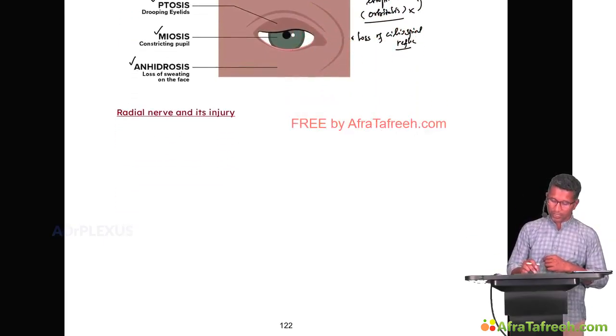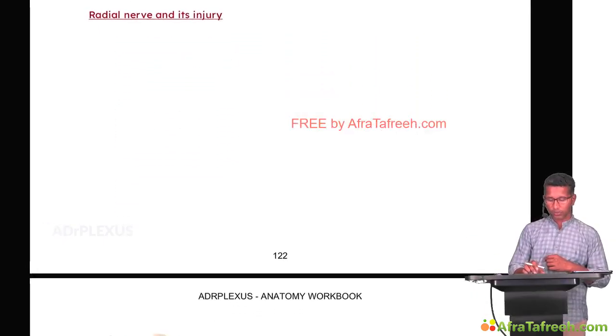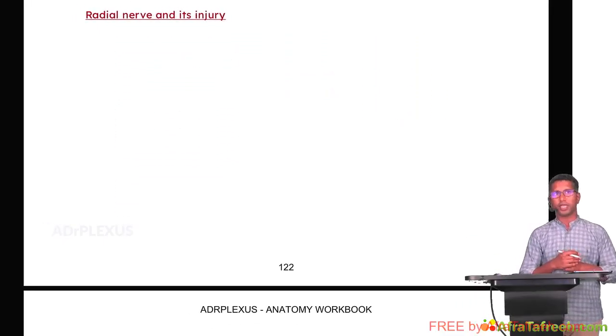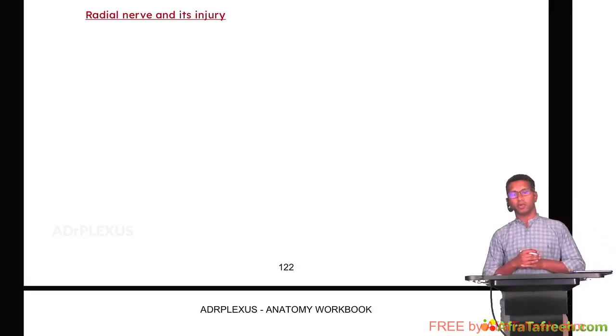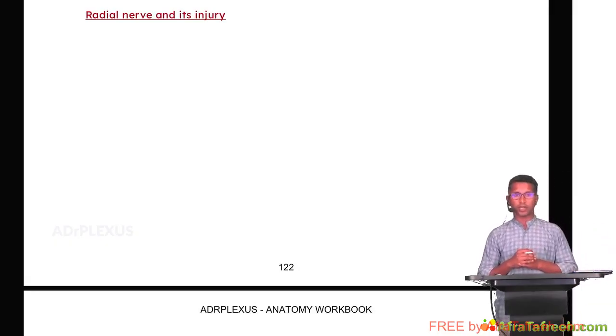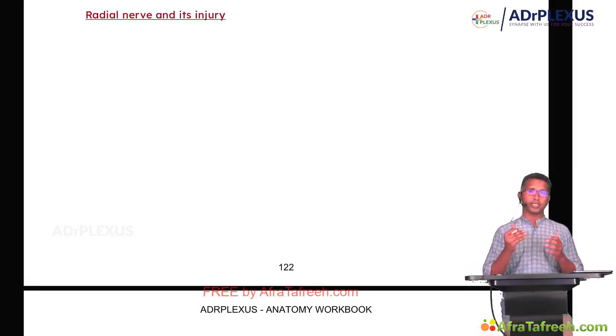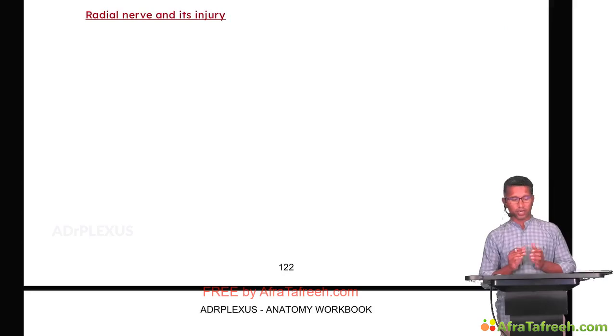That is the radial nerve and its injury. Radial nerve and its injury, a very very important nerve. Frequent questions have come in this area. So understanding the radial nerve, its course and its supply is very very important. A lot of times questions have come from this area.